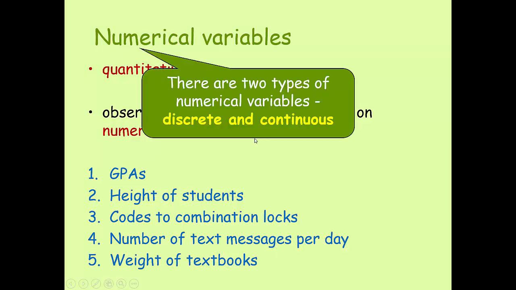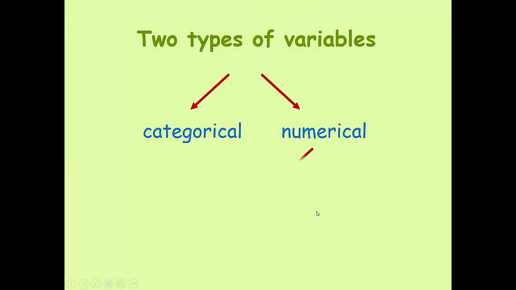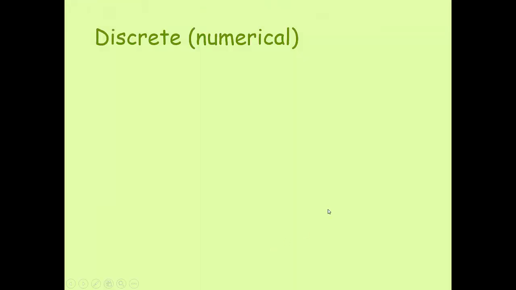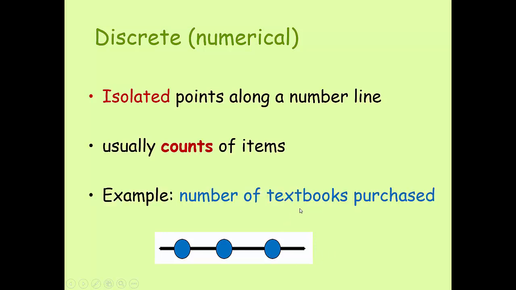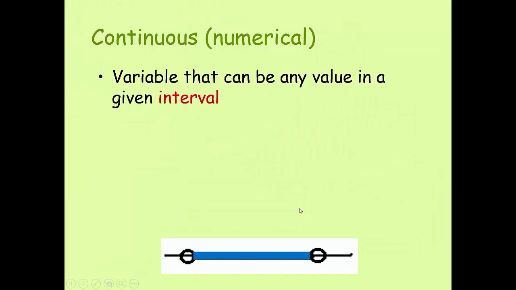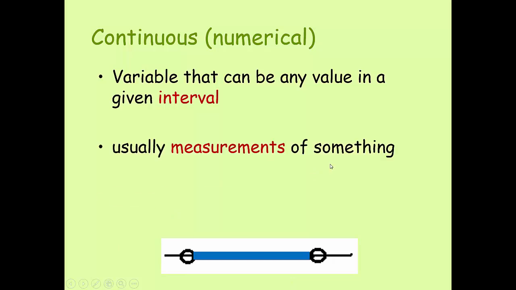Within numerical variables, there are two types: discrete and continuous. Discrete is isolated points along a number line. Usually you think of things you can count on your fingers. For example, number of textbooks purchased. A continuous variable is one that can be any value within an interval, and typically these are measurements, things that you measure. For example, a GPA.